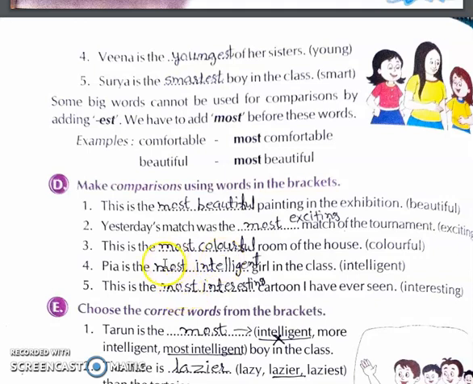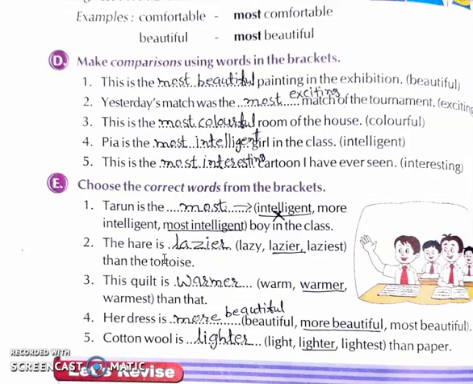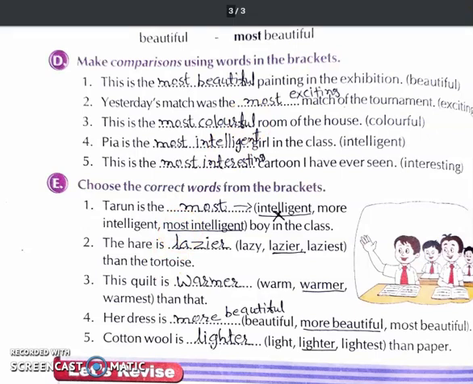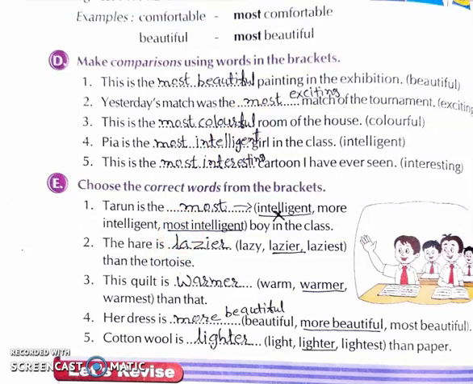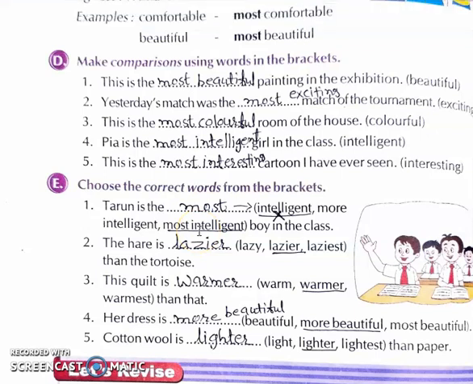So like this you can write the rest of the sentences by yourself, and I think all of you understood this exercise. Now we will see the next question. Choose the correct word from the brackets. Tarun is the dash boy in the class. So you have to see that before the blank the is written, means we have to write most intelligent. We will not write more intelligent or only intelligent, but we will write most intelligent.